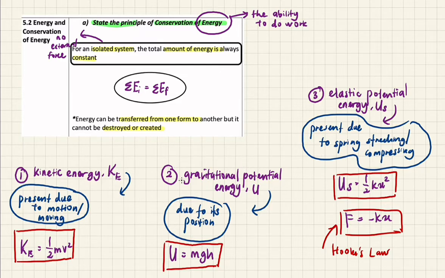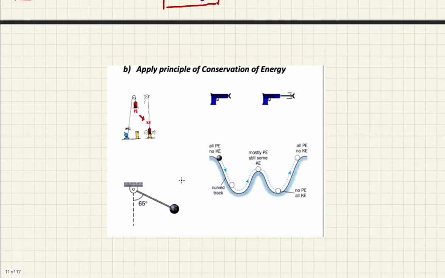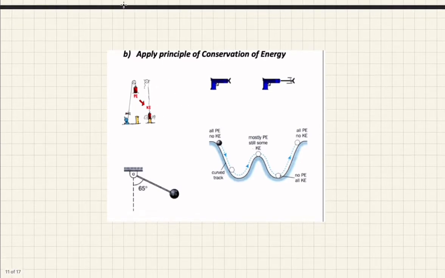Okay, so we go to the second learning outcome, which is apply principle of conservation of energy. The next learning outcome tadi awak state je. Now you have to apply. Apply maksudnya awak kena kenal pasti energy itu transform daripada apa kepada apa. Okay, so kita buat satu-satu. For the first one, Miss letak ni sebagai A.